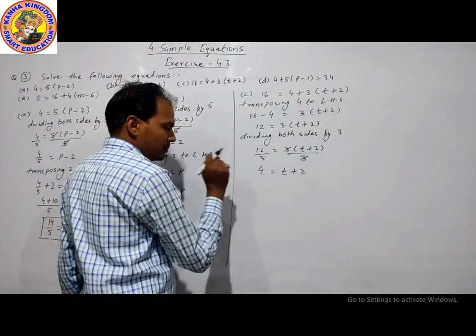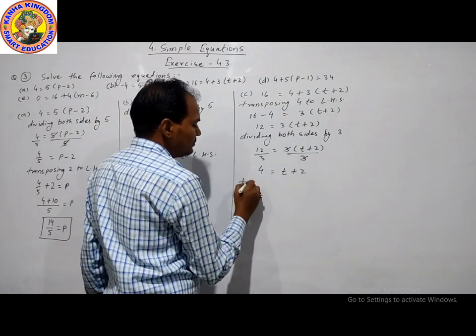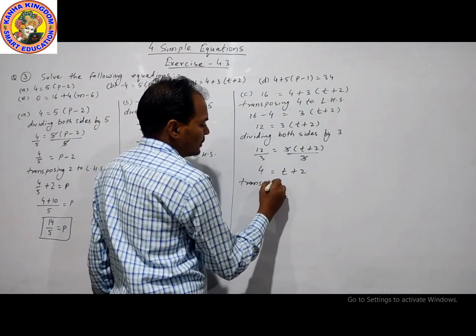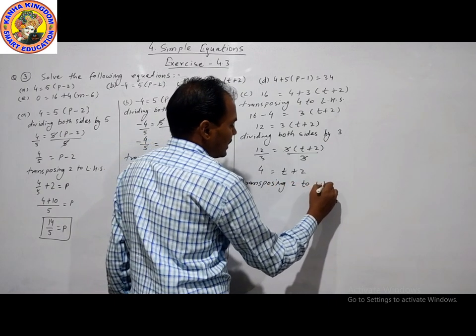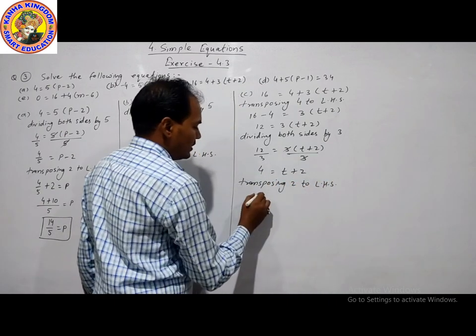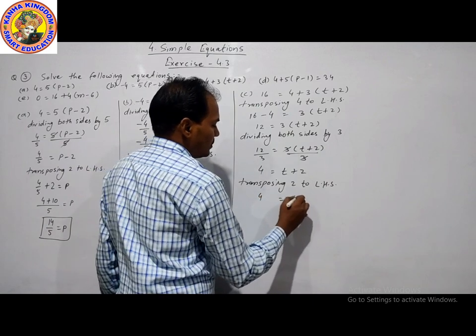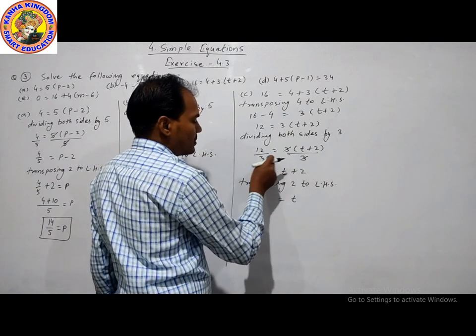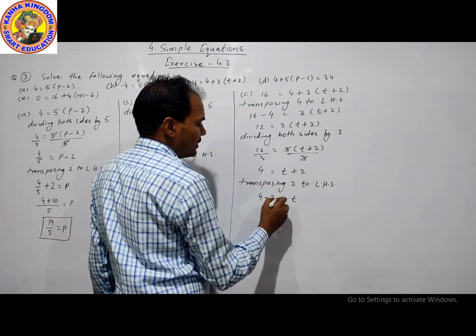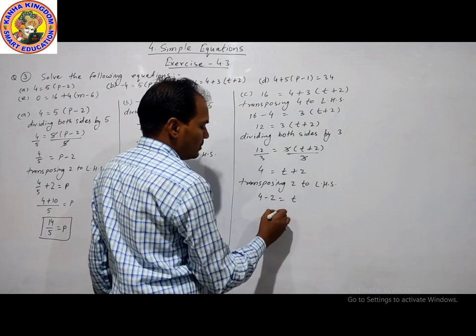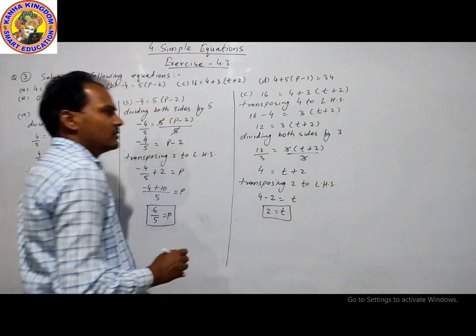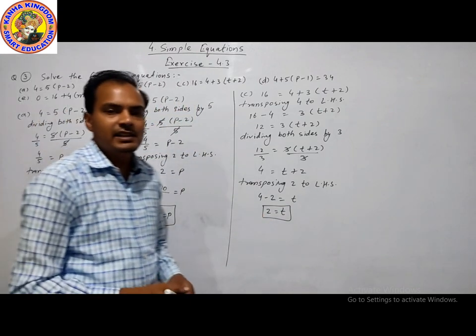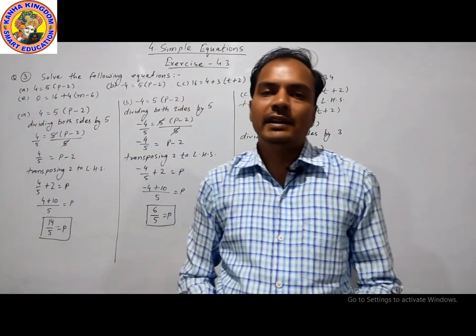Now transposing 2 to the left hand side. The equation is 4 is equal to t plus 2. Here is plus 2, goes to the left hand side, this will be minus, then 4 minus 2 is equal to 2. T is equal to 2 is our solution. You can take a screenshot of this. We will move to our next part.